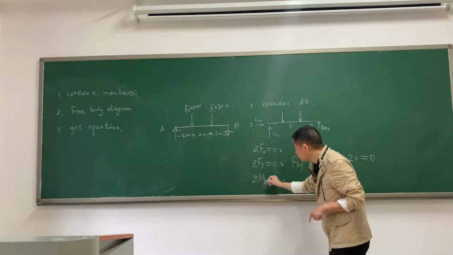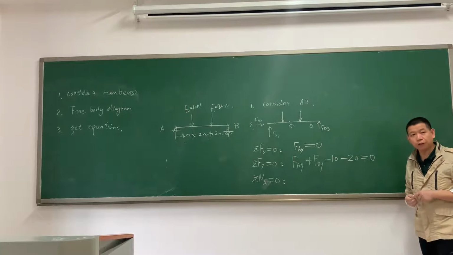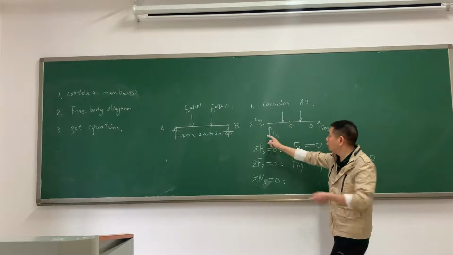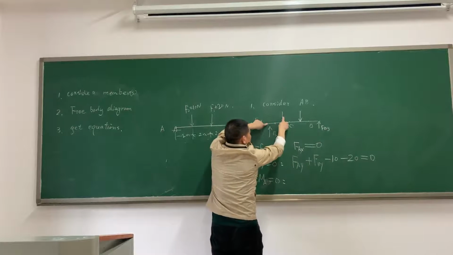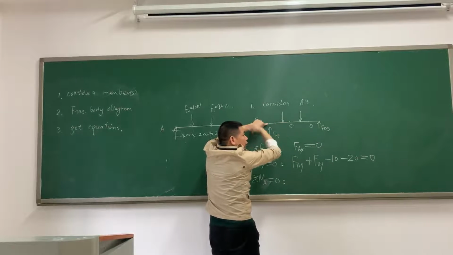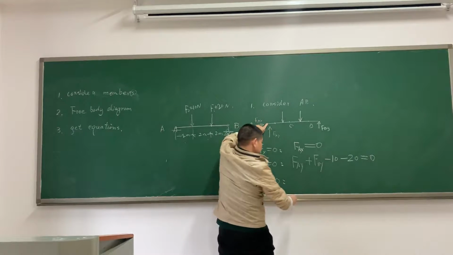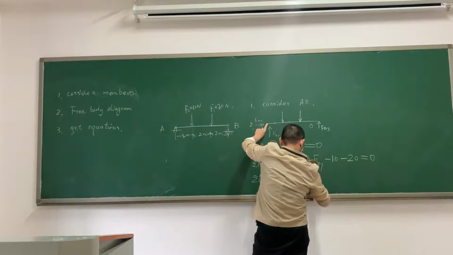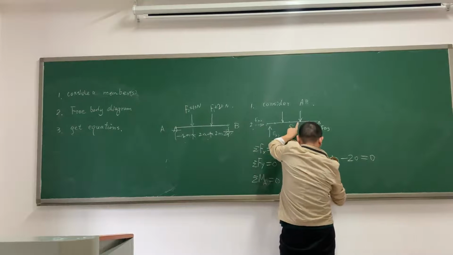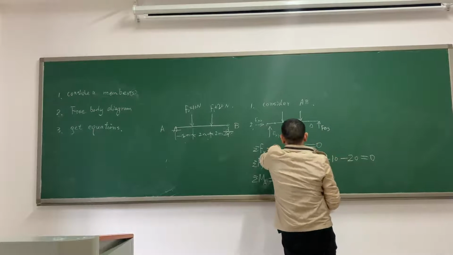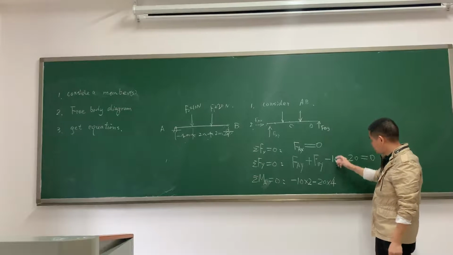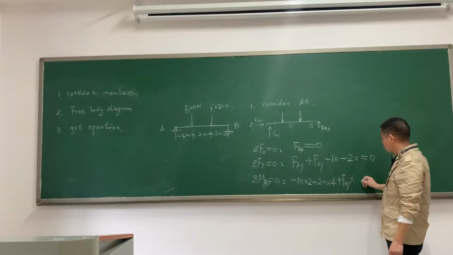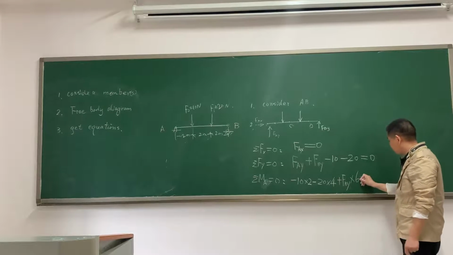For the moment about A, suppose we take the moment at point A. Yes or no? For the force that is clockwise, clockwise is negative. Minus 10 times 2, minus 20 times 4, plus Fy times 6 is 0.